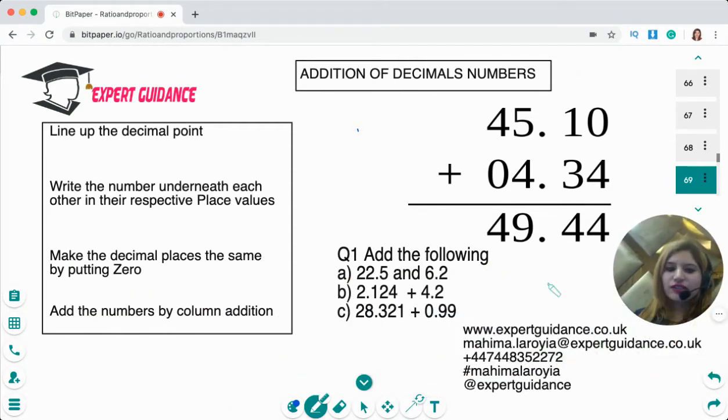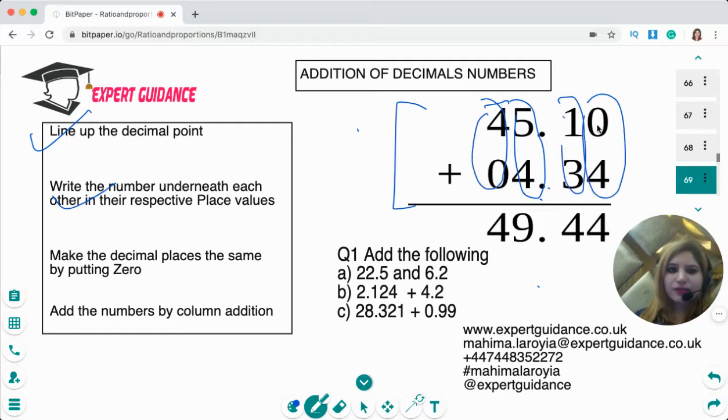Now for addition of decimal numbers, we do this method. Line up the decimal point, write the numbers underneath each other in their respective place values. So I put all my ones here, tens underneath each other, the tens place and the hundreds place underneath each other, and then if there's any digit that is missing, we can put a 0 and then add the numbers. So 0 plus 4 is 4, 3 plus 1 is 4, 5 plus 4 is 9, 4 plus 0 is 4. So the answer is 49.4. Okay, so I hope this addition method is clear to you.